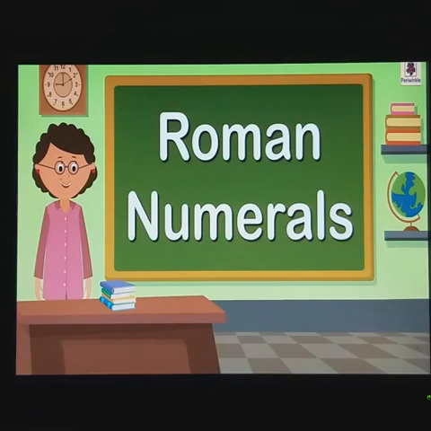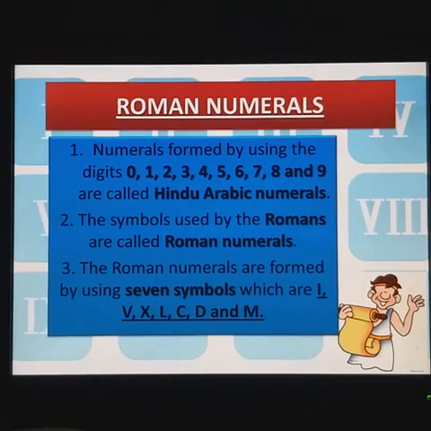Today we are going to start with a new chapter, that is Roman numerals. This chapter you have already studied in standard 4. We all know that numerals that are formed by using the digits 0, 1, 2, 3, 4, 5, 6, 7, 8 and 9 are called Hindu-Arabic numerals. And the symbols that were used by the Romans are called Roman numerals.